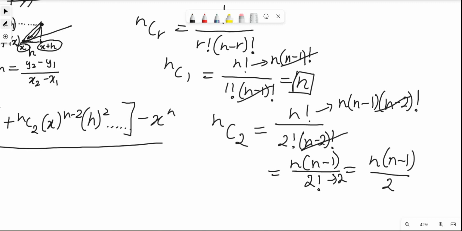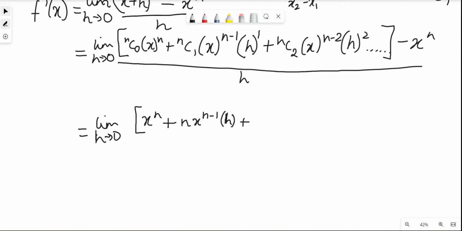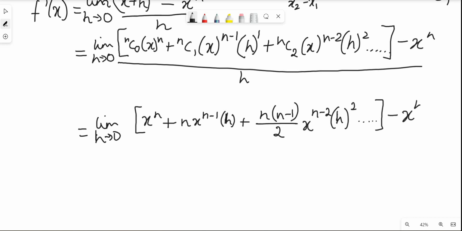So now we go back to our equation back here. We say n times n minus 1 over 2 times x power n minus 2 times h squared, and we have multiple terms after that. And we close the square brackets, and we have the same thing. Don't forget the x power n. Just because we finish the sequence doesn't mean we forget to include this. So we have this all over h.